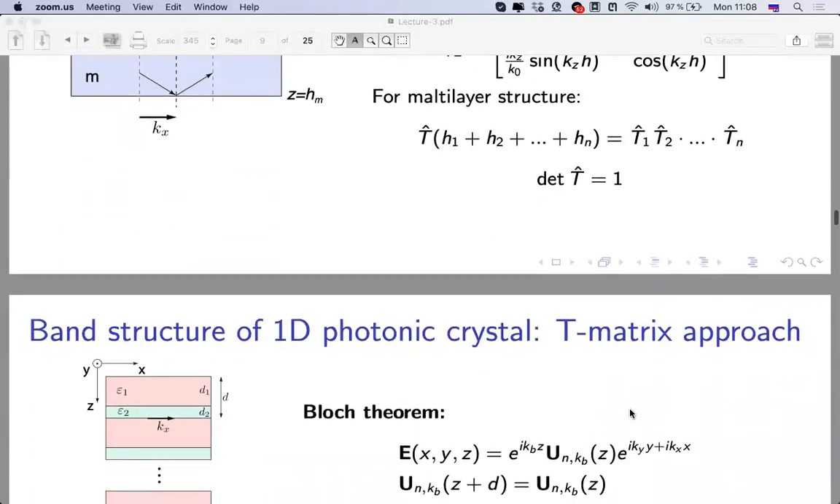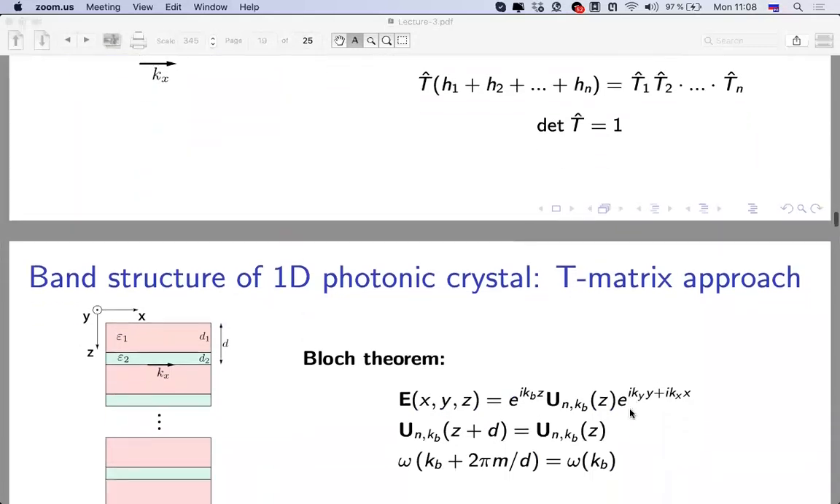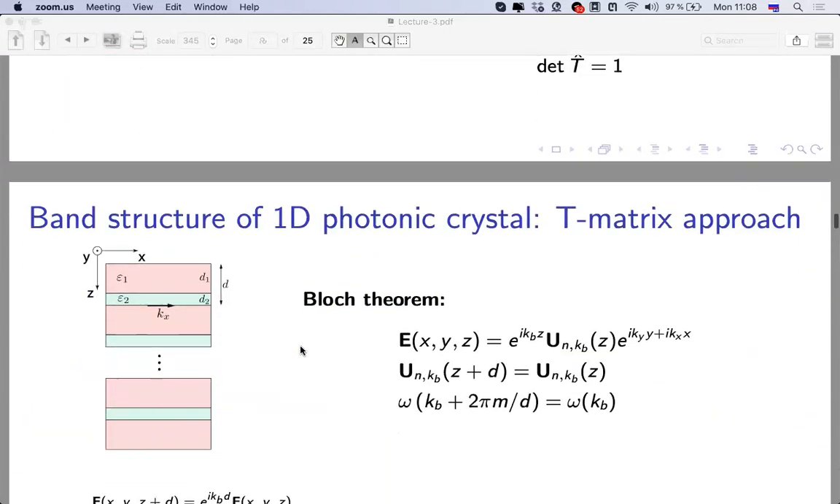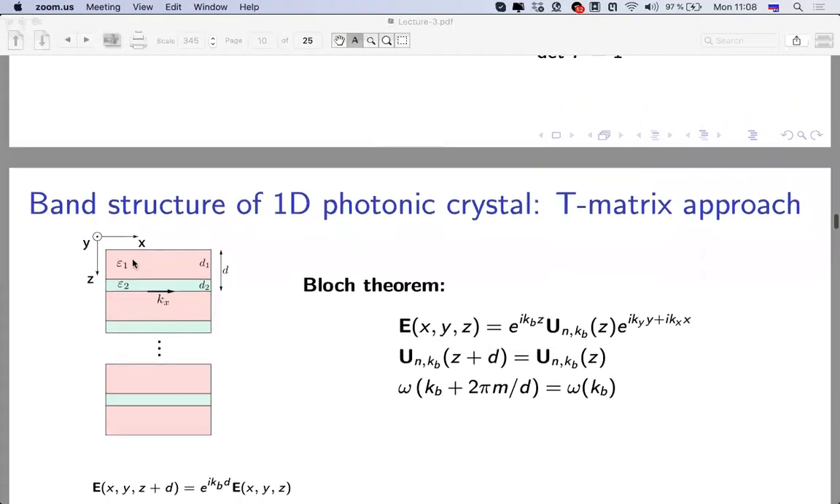So now we will use the Bloch theorem. The T-matrix can be introduced for any multilayer structure. It's not necessary to have a periodic structure, but now I will consider a periodic structure where the period consists of two layers, with thicknesses D1 and D2. Epsilon 1 and epsilon 2 are the permittivities, and the total period of the structure is D.